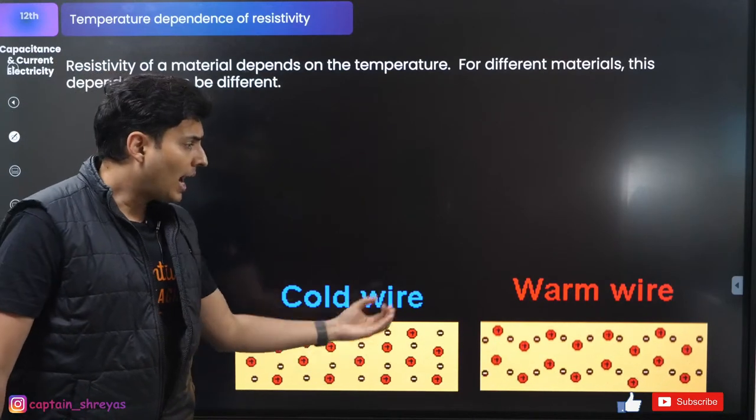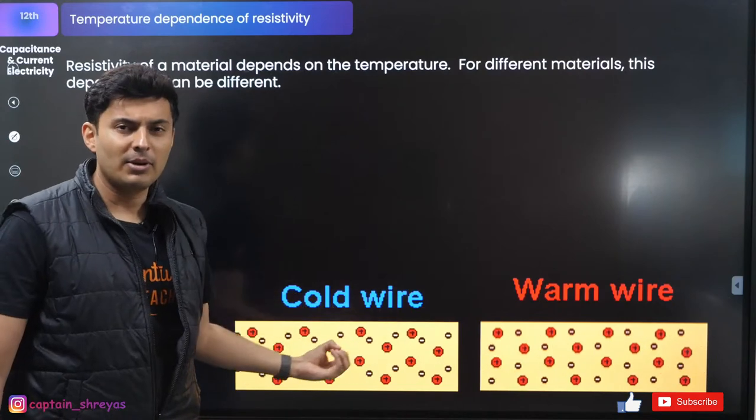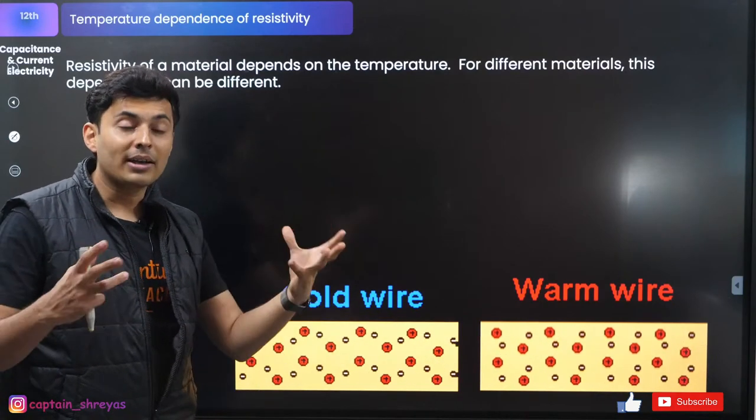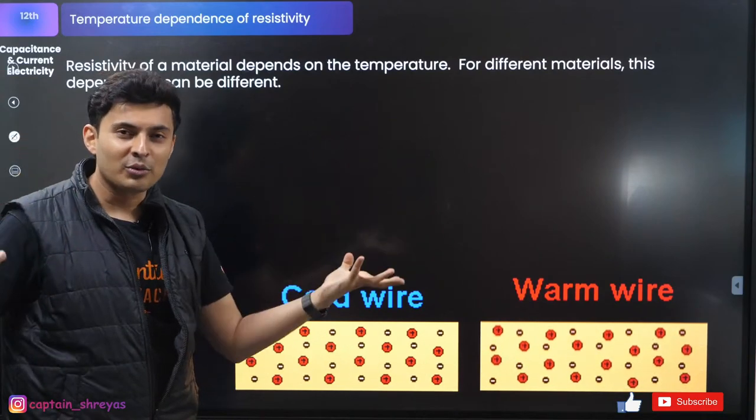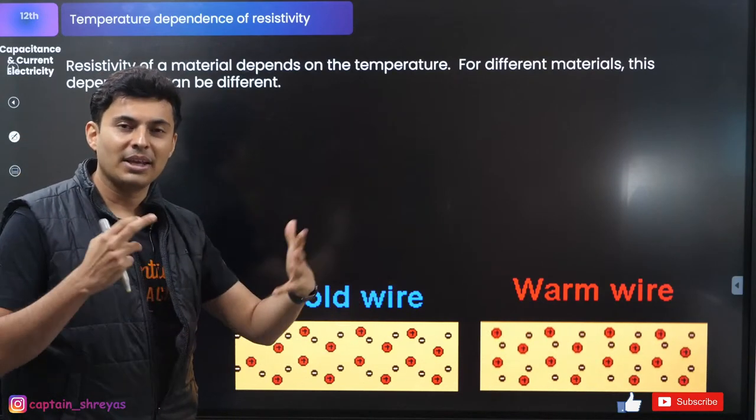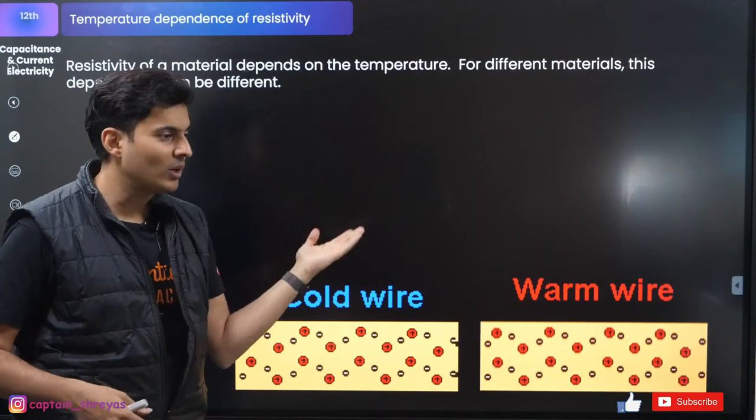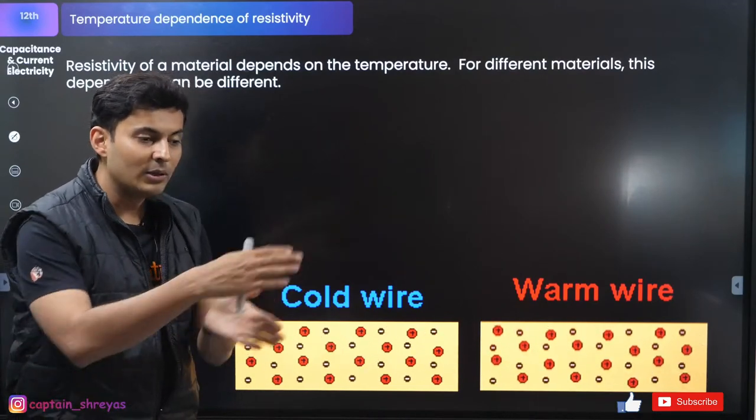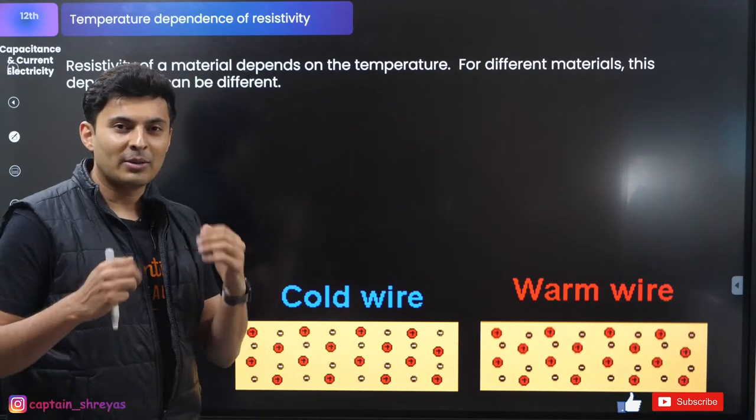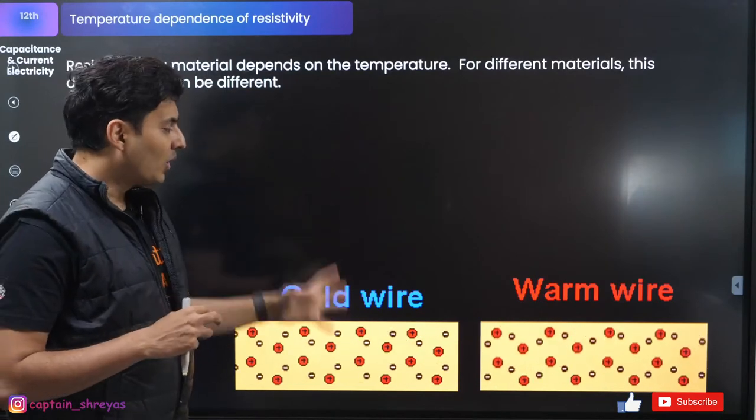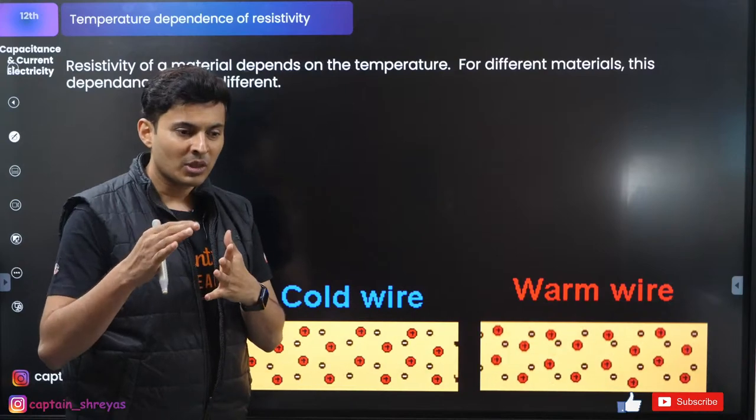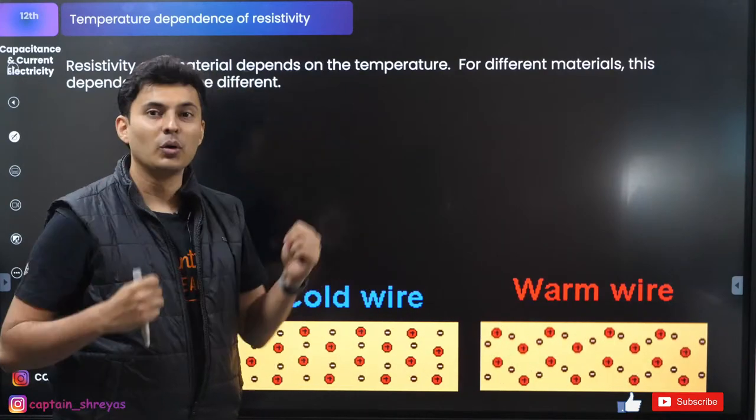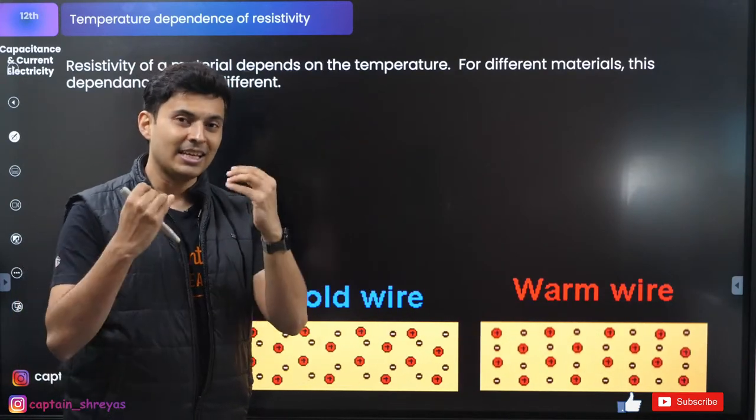When you have a hot wire as compared to a cold wire, hotness means more thermal energy, more noise in the classroom. All the students are jumping around here and there. They are hitting each other, colliding with each other. It's very difficult to make your way through that maze. So, because it becomes more energetic, it's more difficult for the electrons to find a path and go through. That means the resistance increases.